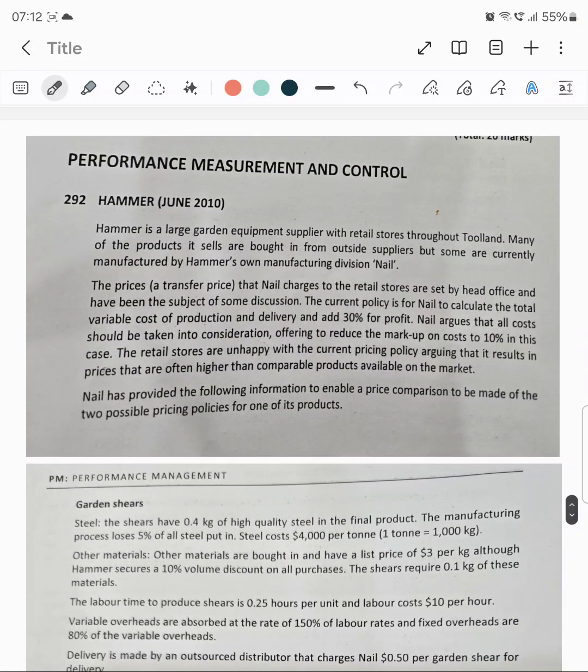Hello everyone, let's start with the performance measurement and control section C question from Kaplan Kit. Let me read out these questions.